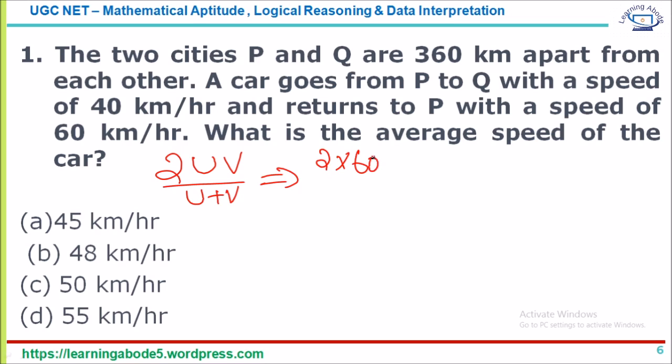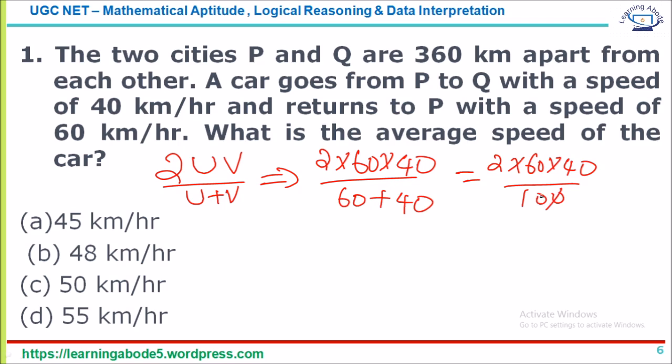So 2 into 60 into 40 by 60 plus 40. That's 2 into 60 into 40 by 100. So that's 48 kilometer per hour. That's answer option B. The alternate way of solving it is you can use the distance. Usually the distance is a redundant value, you don't need that, but if you want you can use it here. If the distance is not given, you can even assume the LCM of the two speeds to be the distance, and you will get the answer correct.